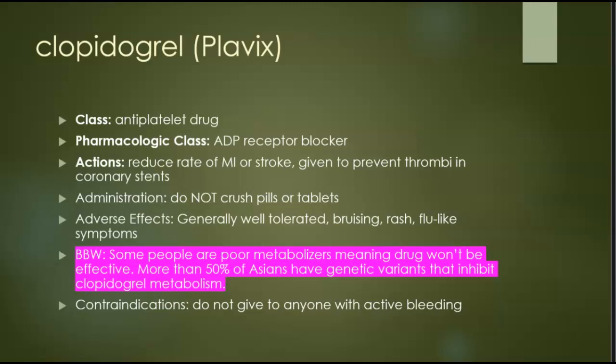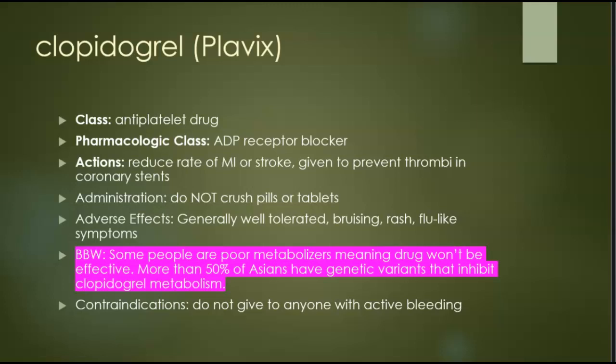The black box warning on this drug is that some people are poor metabolizers, meaning the drug won't be effective for them. More than 50% of Asians have genetic variants that inhibit clopidogrel metabolism. And actually, there was a lawsuit in Hawaii based on this drug because it was being marketed over there, and patients were asking about it, and then physicians were saying, this isn't a good drug for you, it won't work. And so it was actually taken to court.